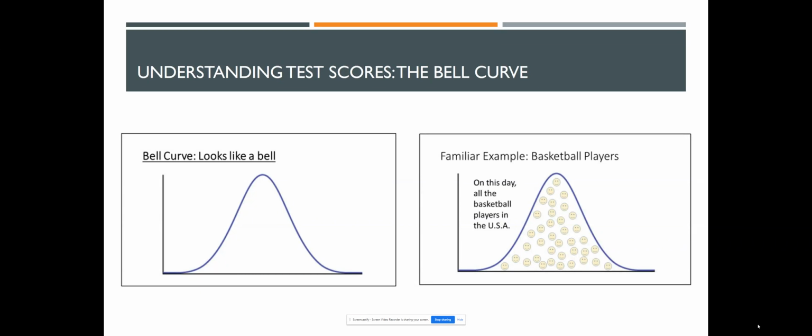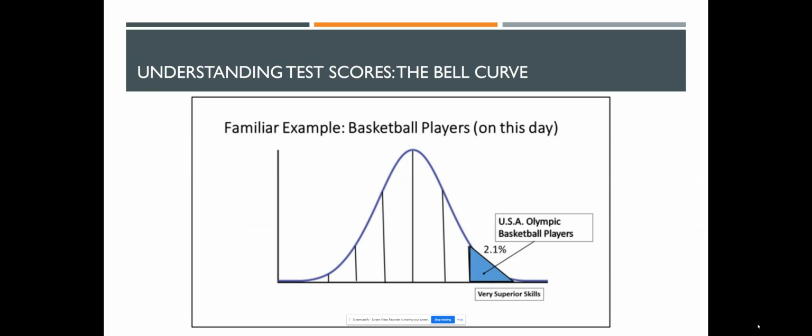Imagine everyone on this day who plays basketball is going to fit into this bell curve on the right around the United States. I'm going to emphasize on this day, as this is an important piece of information when we explain normative scores. On the right side of the bell curve, we can section off a part of the bell curve in blue.